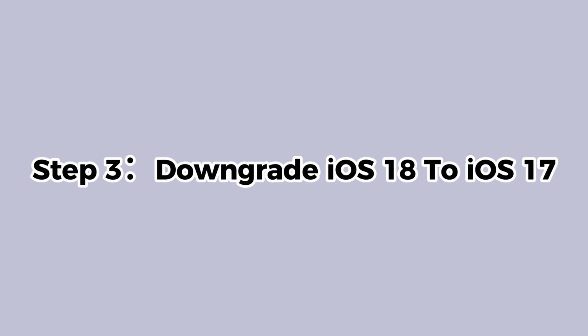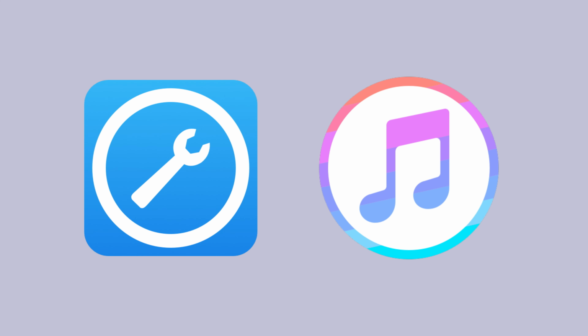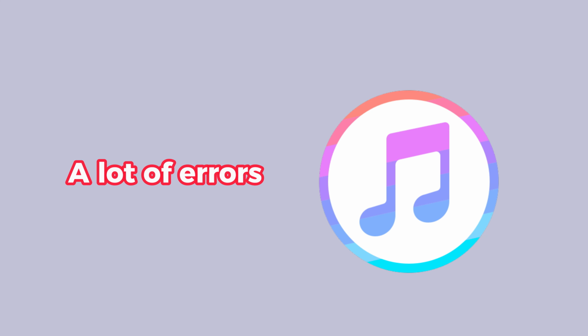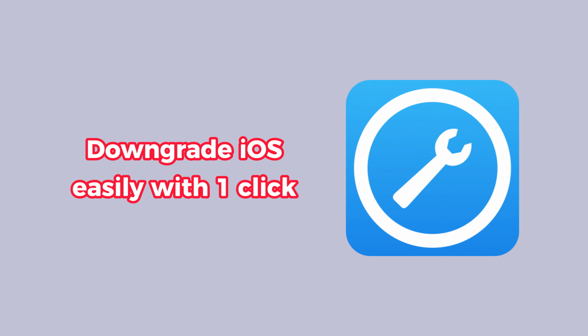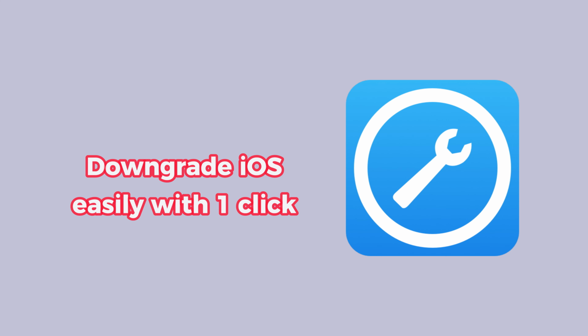Step 3. Downgrade iOS 18 to iOS 17 with iMyFone Fixppo or iTunes. If you want to downgrade with iTunes, it may have to go through a lot of errors. If you want to downgrade iOS easily with one click, this iOS downgrade tool iMyFone Fixppo is the one you can't miss. For your convenience, I will first demonstrate how to downgrade using iMyFone Fixppo, then show you how to downgrade using iTunes.